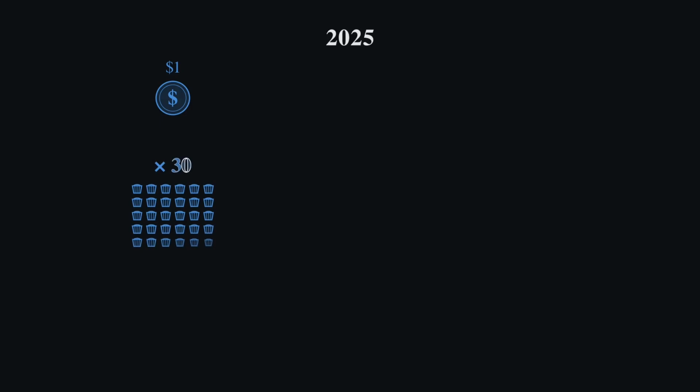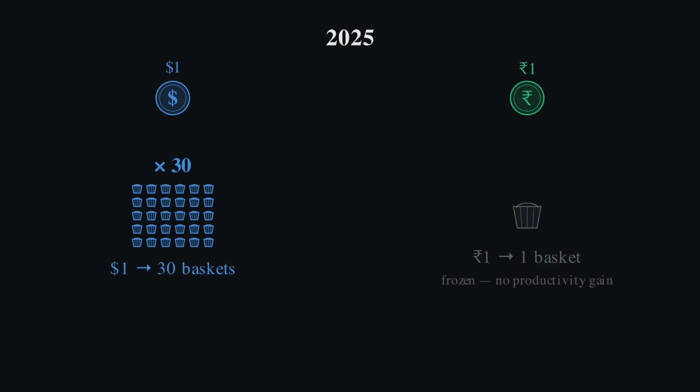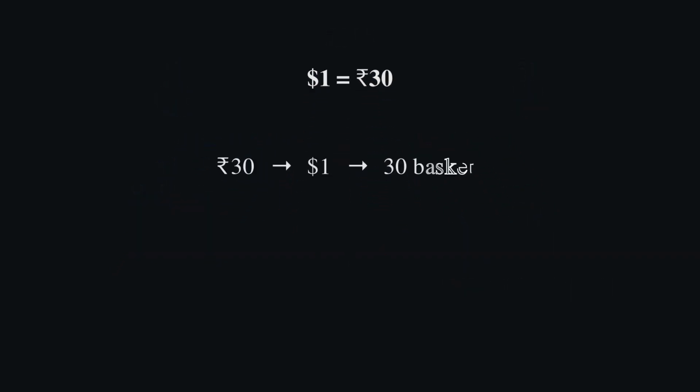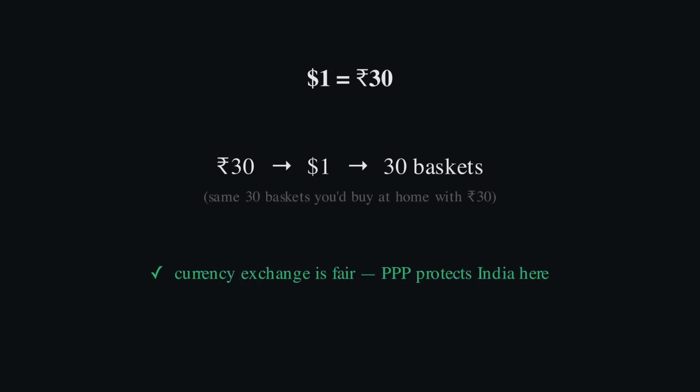Both countries have made progress, but at very different rates. Over this period, the United States achieved 30 times the productivity growth that India could achieve. As a result, $1 now buys 30 baskets of goods, while 1 rupee buys just 1 basket. So PPP adjusts the exchange rate accordingly. If $1 buys 30 baskets and 1 rupee buys 1 basket, then $1 equals 30 rupees. Now, and this is important, in this particular scenario, PPP makes currency exchange fair.